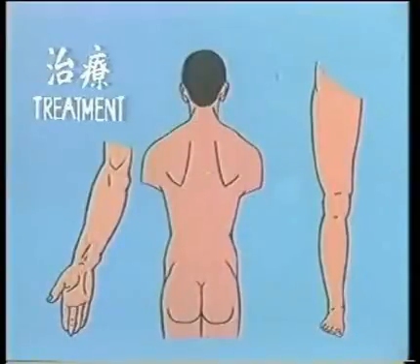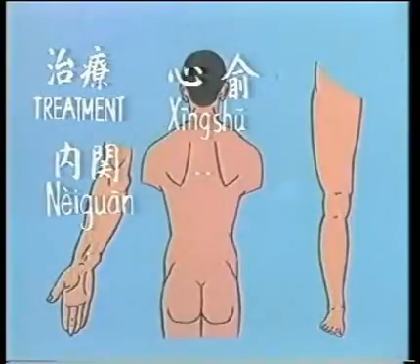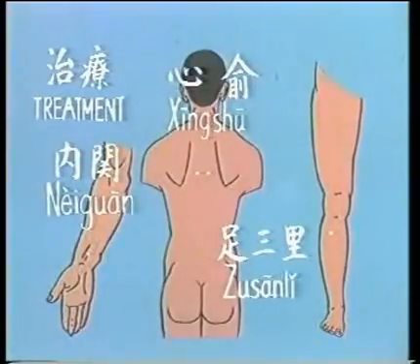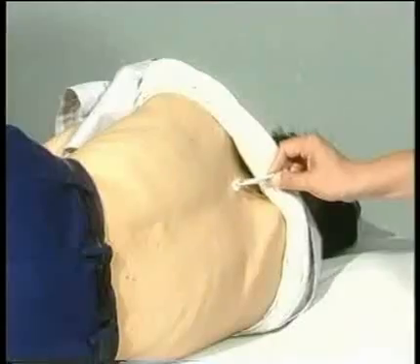Treatment: Xinshu, Bladder 15, Neiguan, Pericardium 6, and Zusanli, Stomach 36. This prescription can invigorate the heart qi, calm the mind, and relieve palpitation.